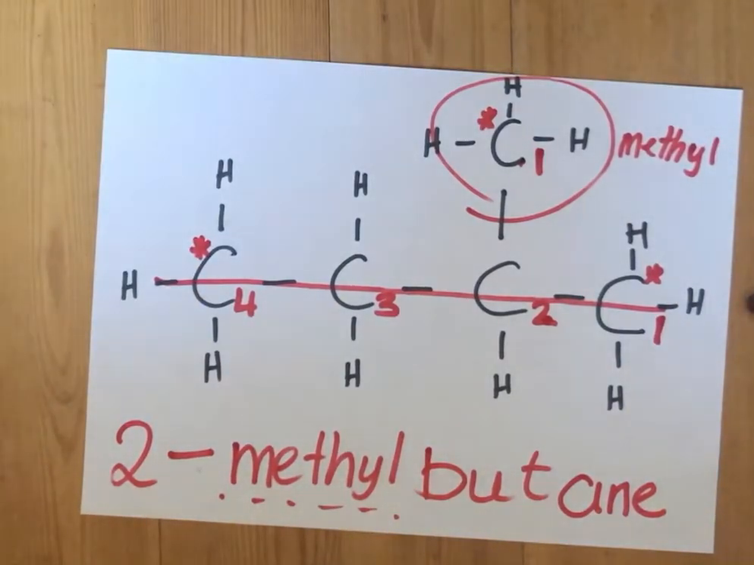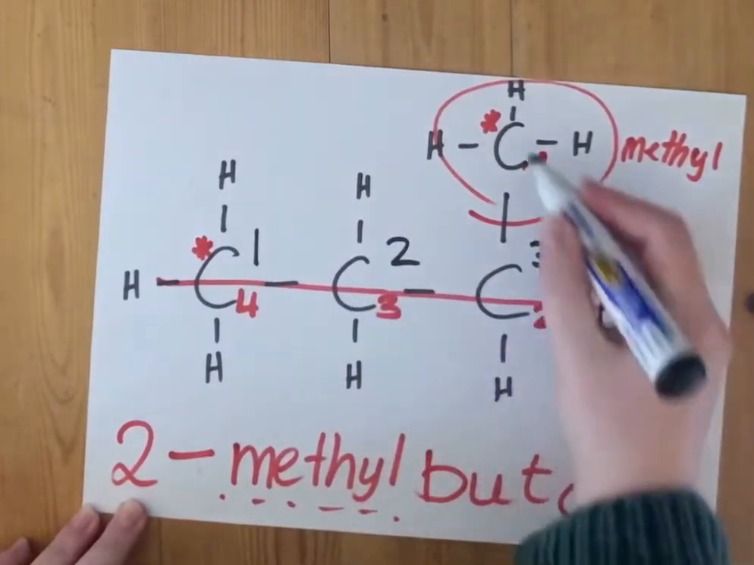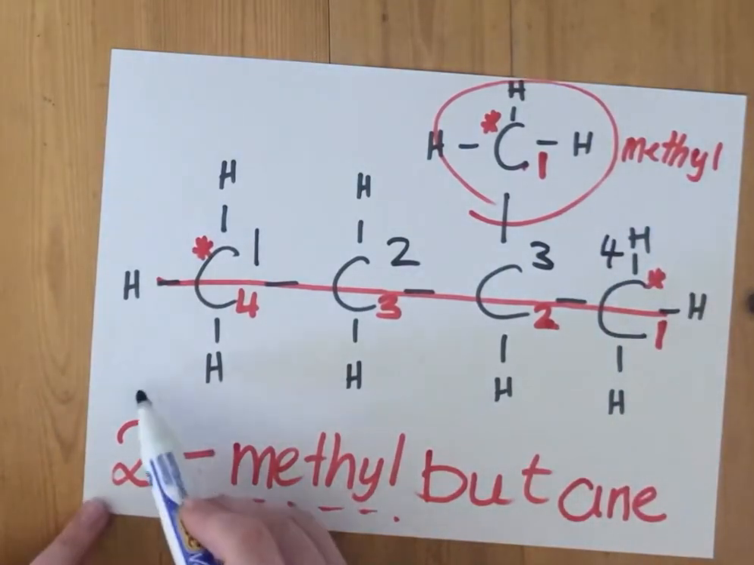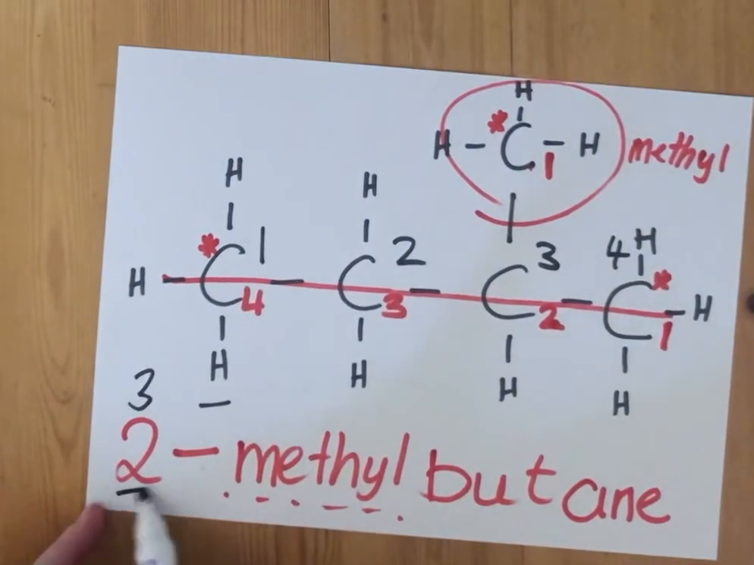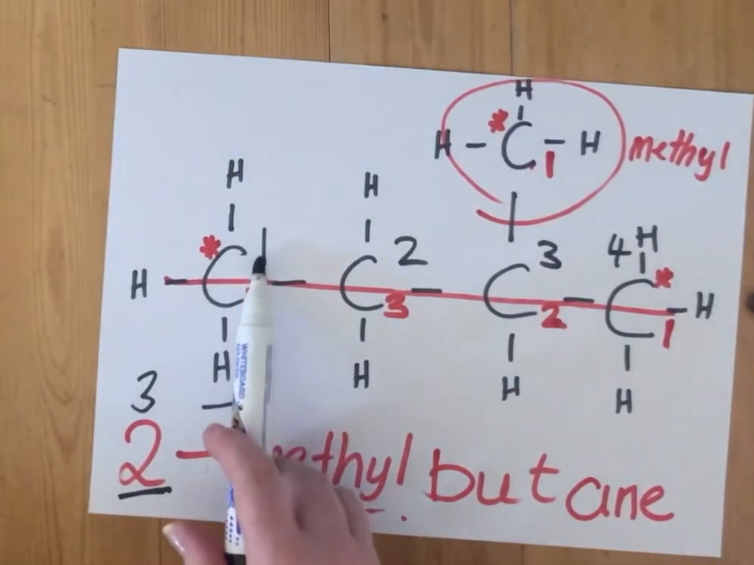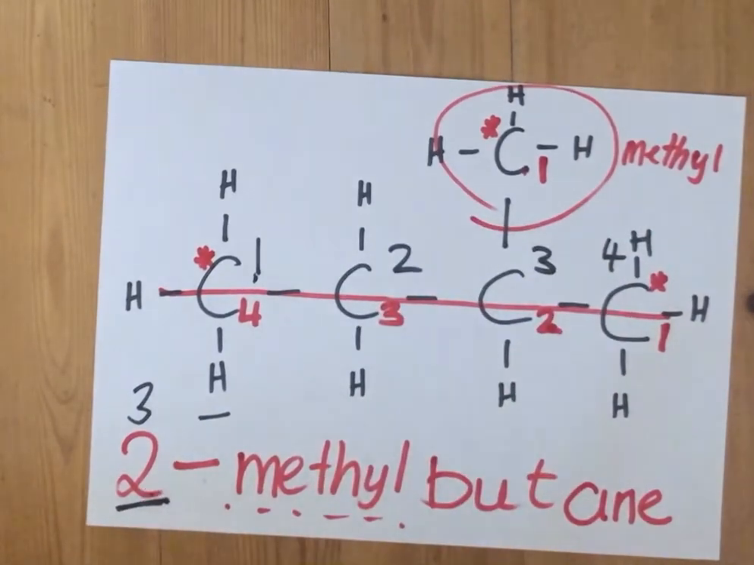The other name that you might put down here was if you accidentally forgot one of your rules, and if you started numbering from this side, if you went 1, 2, 3 and called either one of these 4, your name might have come out as 3-methylbutane. However, we know that's not correct because any number that we have in our name, we want it to be as low as possible. So instead of numbering from this end, you should number from this end to keep this number as low as possible.